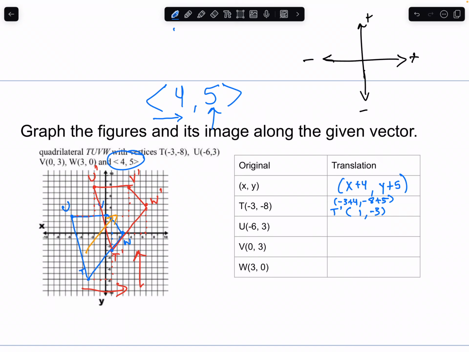U, I would do a similar thing. I would do negative 6 plus 4, and then the positive 3, we're going to do plus 5. When I simplify, negative 6 plus 4 is negative 2. 3 plus 5 is 8. And that should be the location of U prime.